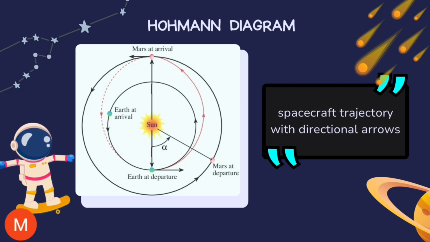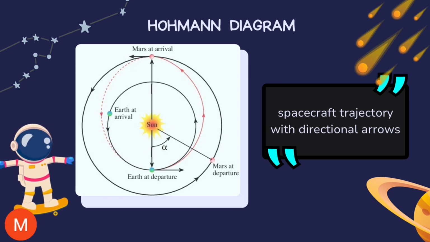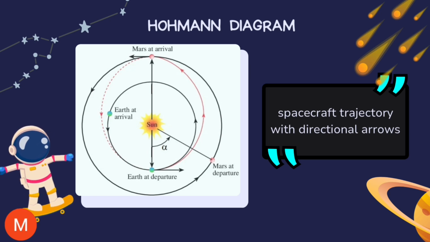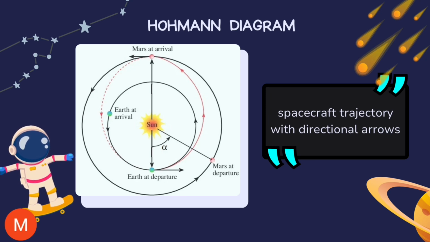The trajectory is carefully planned so that the spacecraft arrives at Mars's orbit just as Mars reaches the same position in its orbit. This precise alignment is called a transfer window, and it only occurs approximately every 26 months. So arrows on the diagram illustrate the spacecraft's trajectory from Earth to Mars, showing how it follows this efficient path.